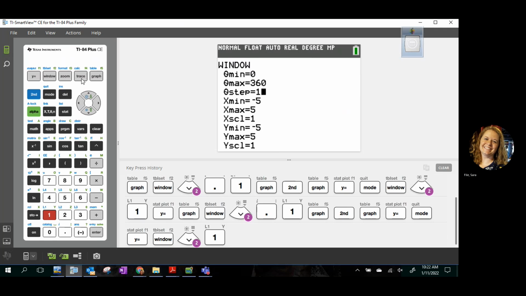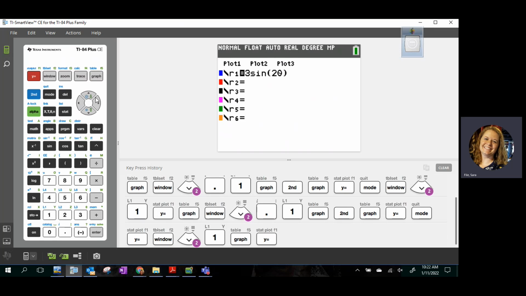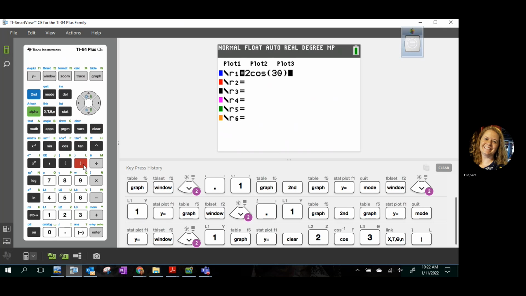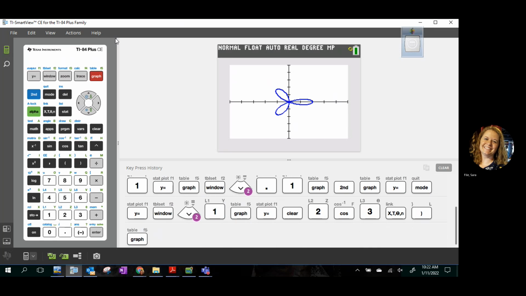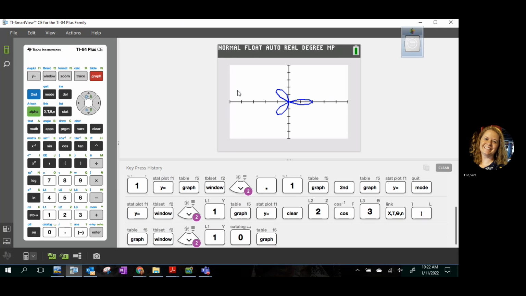If I go to graph it, oh, I have the wrong equation plugged in there. What was the equation? 2, 3 theta. Okay, now if I want to slow that down, I can go to the window and I can change this 1 to a smaller number. Watch if I make it bigger. Like if I have it go by every 10 degrees. Look how much more jaggedy that looks, right? Because it didn't plot as many points, it's not as smooth.